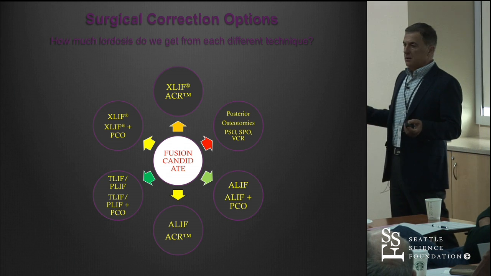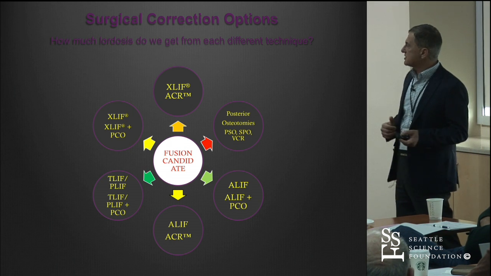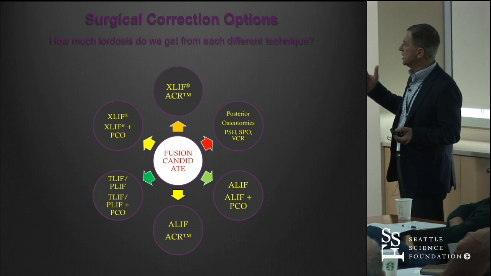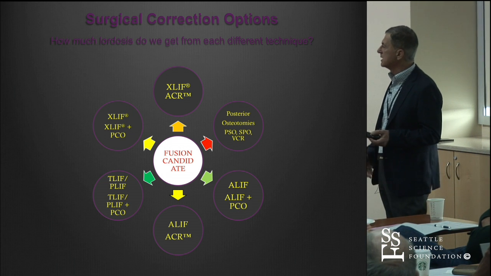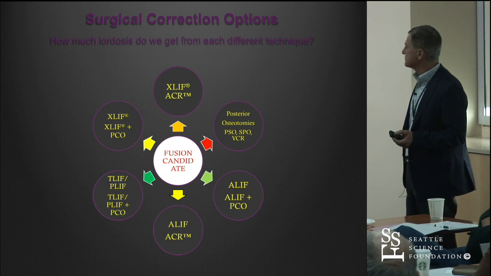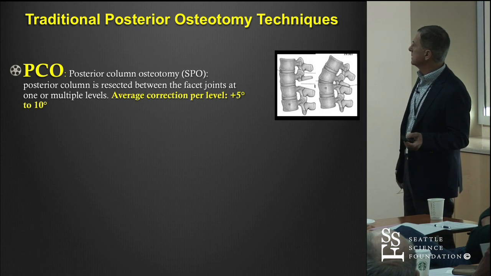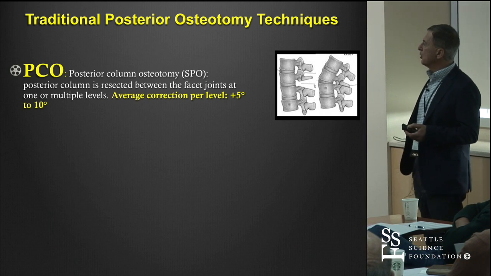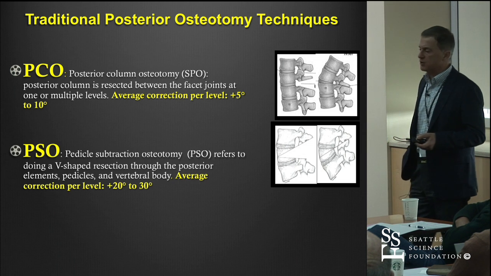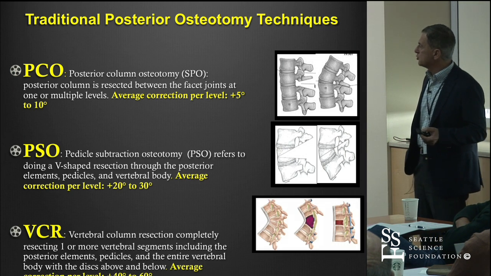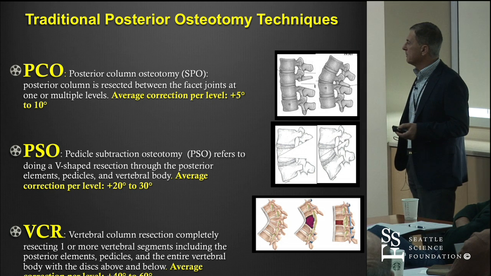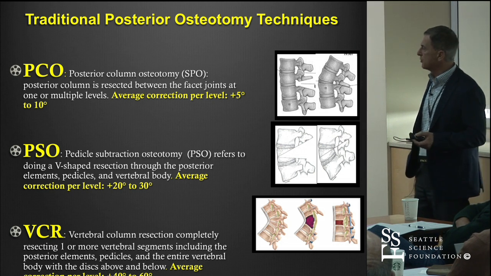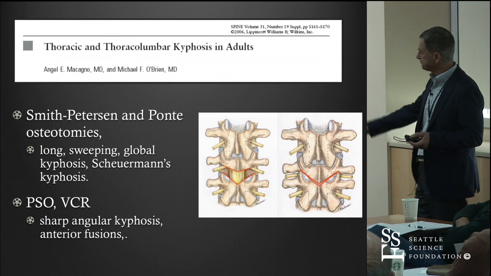So you do your X-rays, you measure your X-rays, what are the chances? You have a myriad of techniques you can use, including different osteotomies, TLIFs, ALIFs, PLIFs, you name it, you've got it. Traditional posterior osteotomy techniques in general, an SPO gives you about 5 to 10 degrees correction per level. PSO gives you 20 to 30 degrees. Vertebral body resection gives you about 40 to 60, and that's usually reserved for fixed severe deformities.